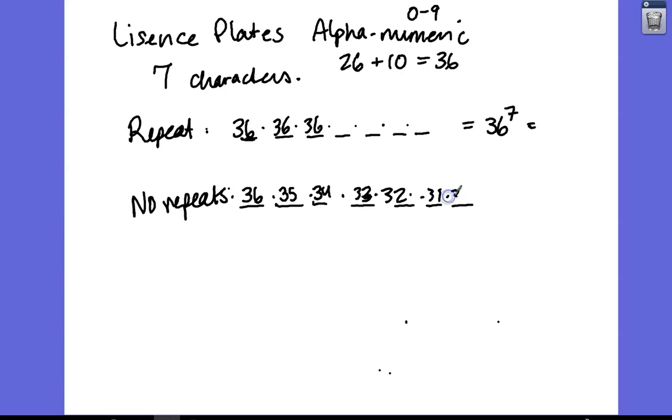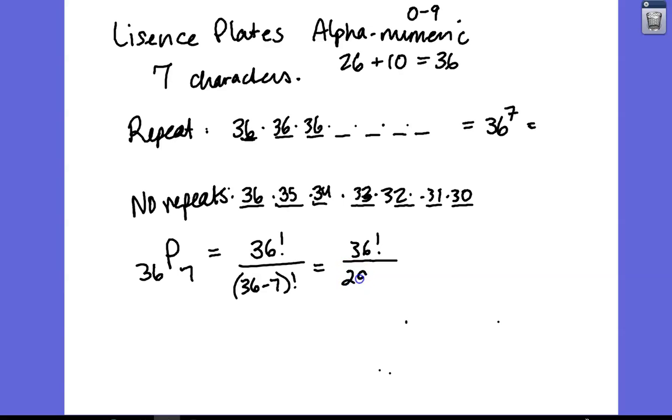So 31 and 30. If you're not allowed to repeat, you can also think of this as a permutation because order matters. So I could also think of this as 36 permutated 7 objects at a time, or 36 factorial over 36 minus 7, which remember gives us 29 factorial, which means this would stop at 29 because those would cancel. So same thing.